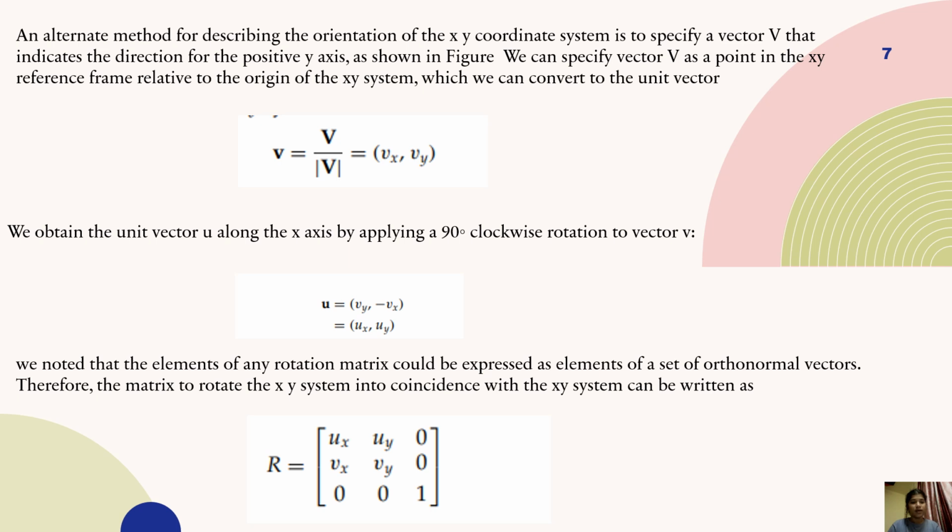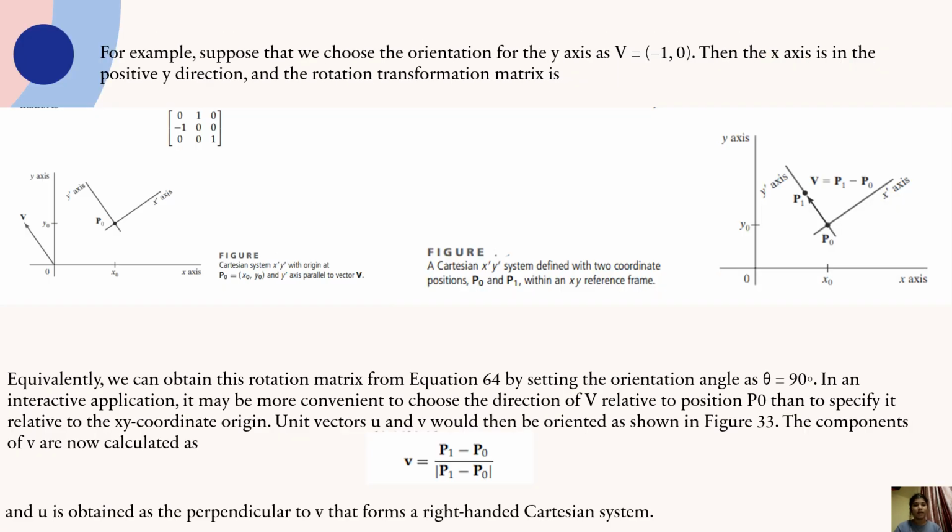Finally, we note that the elements of any rotation matrix can be expressed as elements of a set of orthonormal vectors. Therefore, the matrix to rotate the x'y' system into coincidence with the xy system can be written, and this is the following matrix we get as the rotation matrix. Next, for example, suppose we choose the orientation for the y' axis so that v equals (-1, 0). Then the x' axis is in the positive y direction and the rotation transformation matrix is as shown. For example, if we rotate to the y axis, we can see the matrix. These two figures show how the transformation takes place.